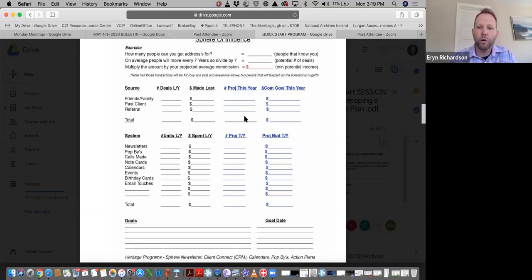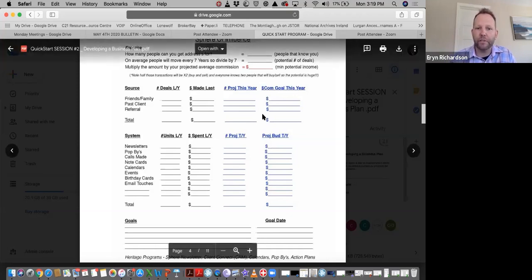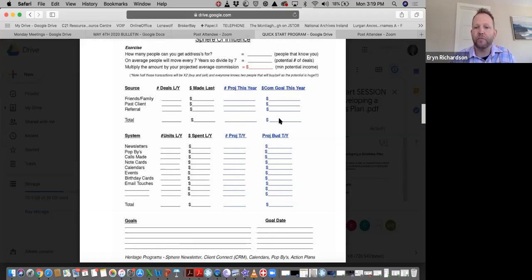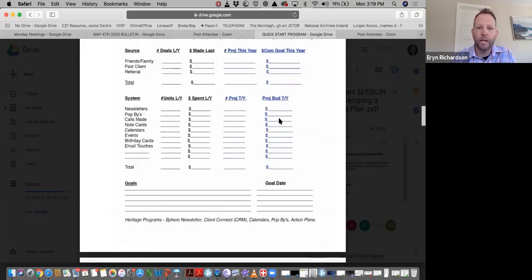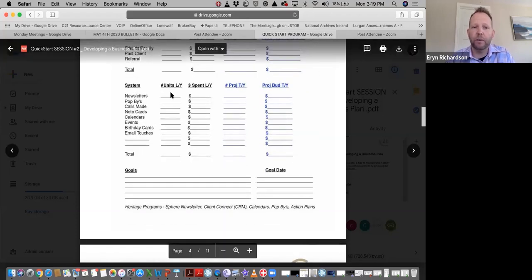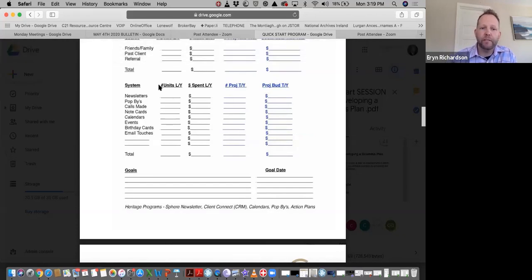So what we're going to do is look at 14 deals projected this year. So in this column here, 14 deals, $440,000 as commission goals for this year. The system that we're going to talk about is going to be divided up in these different categories. So first of all, the newsletter.